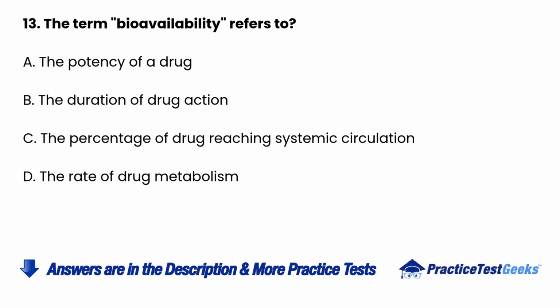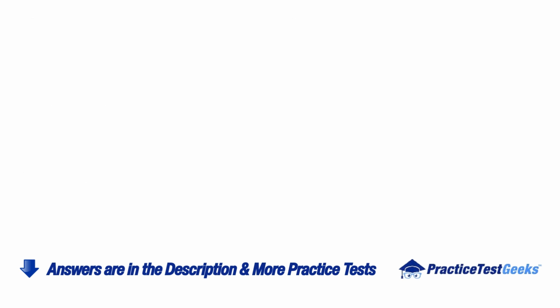A. The potency of a drug. B. The duration of drug action. C. The percentage of drug reaching systemic circulation. D. The rate of drug metabolism.